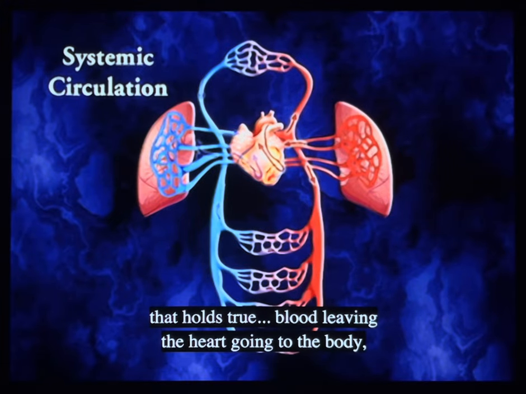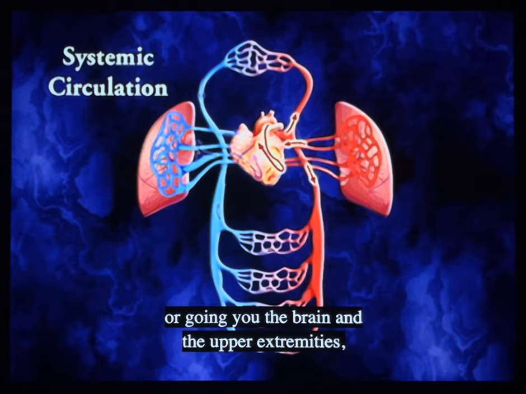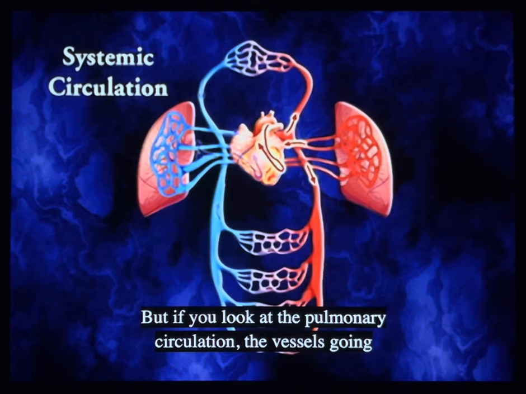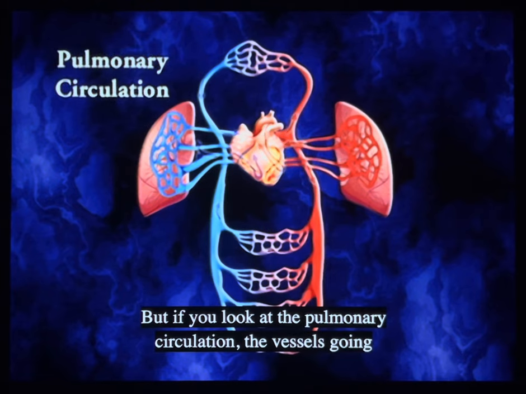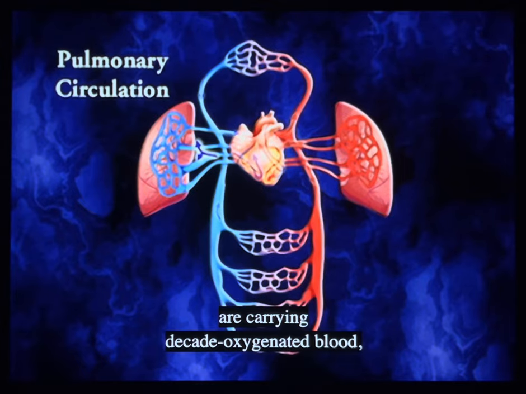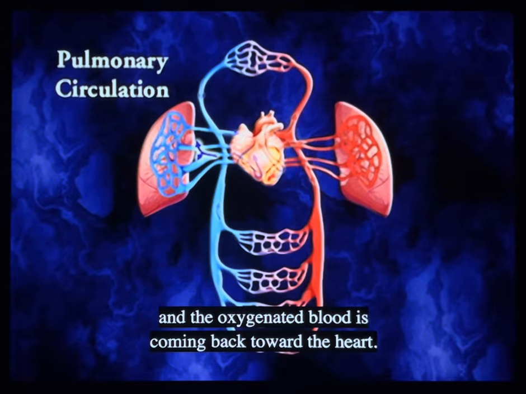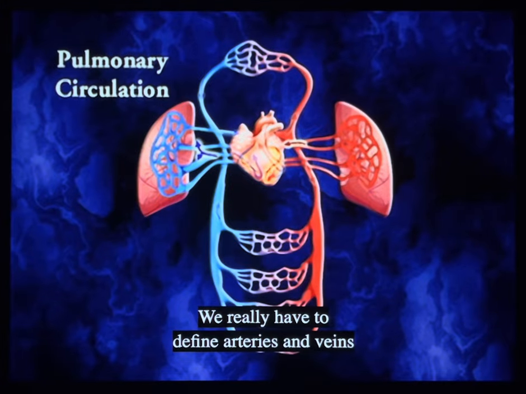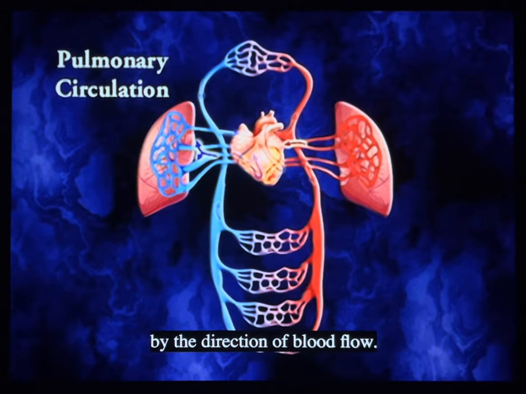Blood leaving the heart, going to the body, or going up to the brain and the upper extremities, does carry oxygen. So those vessels in the arteries are carrying oxygenated blood. But if you look at the pulmonary circulation, the vessels going out to the lungs, the pulmonary arteries, are carrying deoxygenated blood. And the oxygenated blood is coming back toward the heart. So that definition doesn't hold very well. We really have to define arteries and veins by the direction of blood flow.